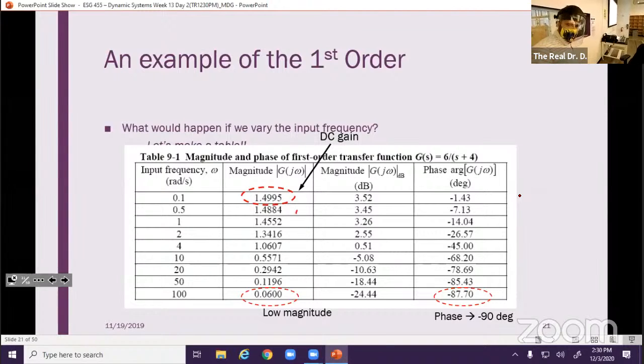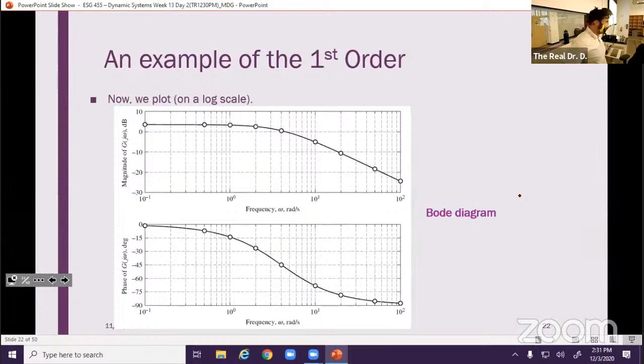So a frequency increase causes a magnitude decrease and a phase increase, right? It adds more lag to our system. Okay. So we can take those data and we can plot them, right?